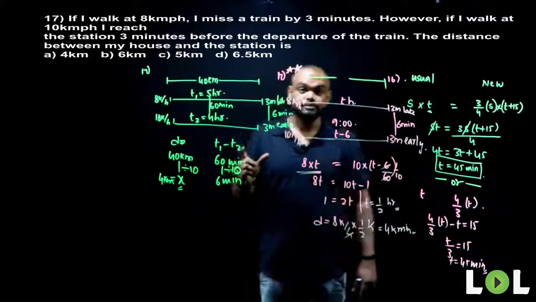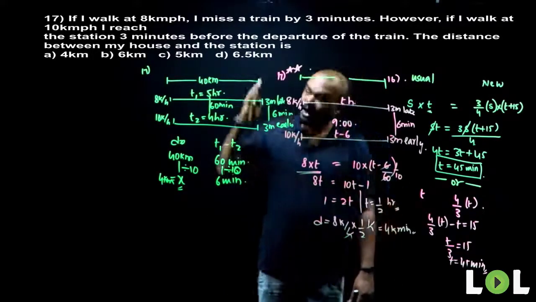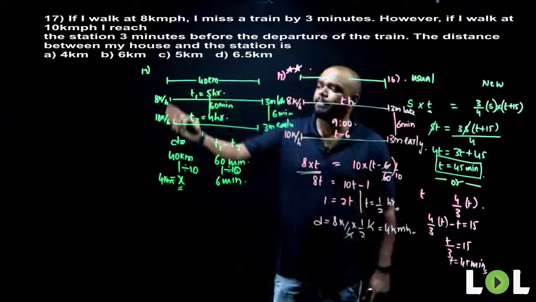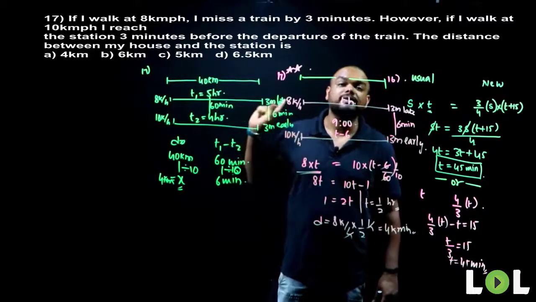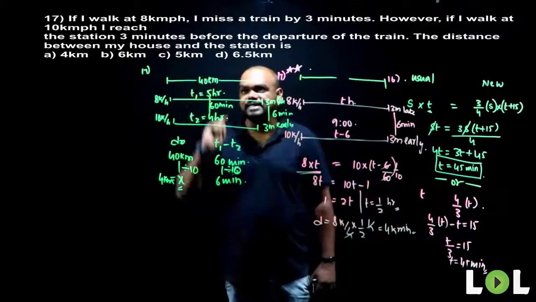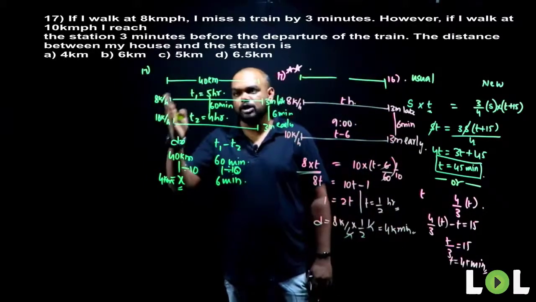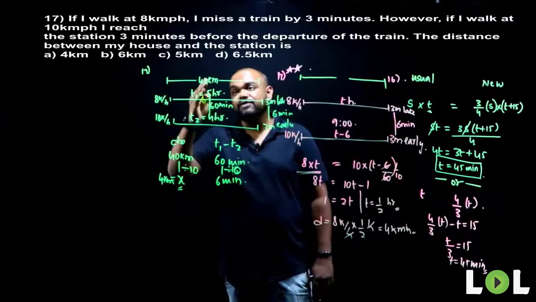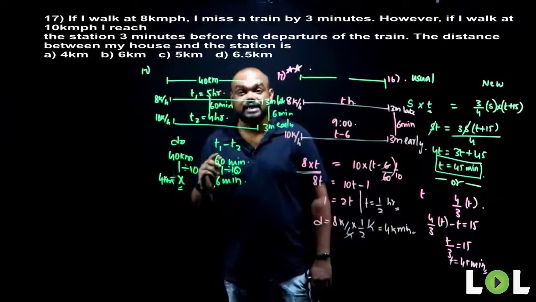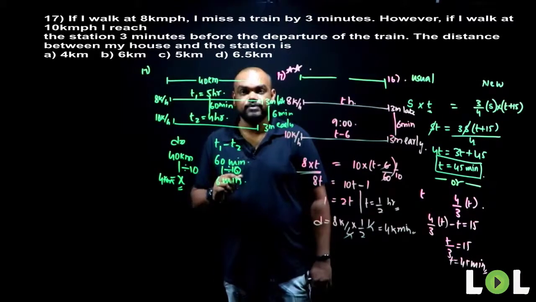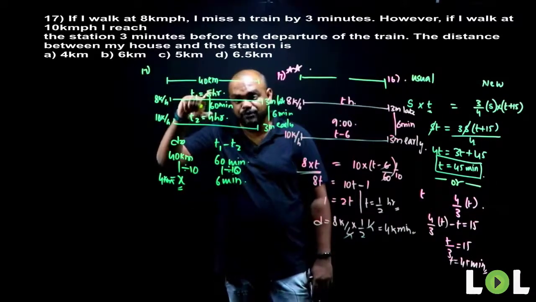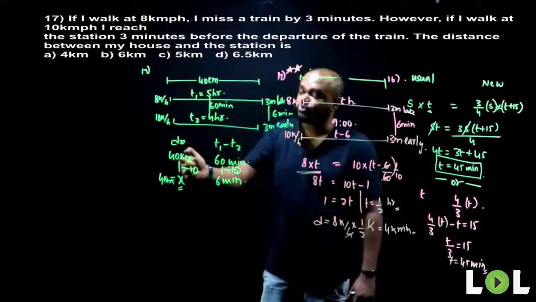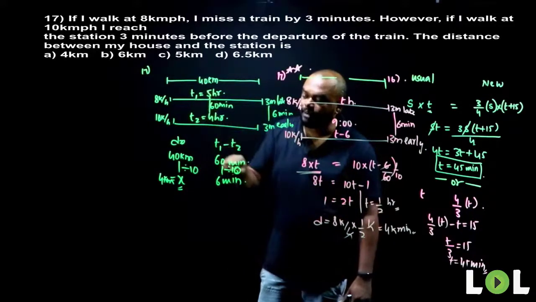I'm repeating the second step. Assume the distance to be 40 kilometers. Any number, you can take 40, 80, 120, any number divisible by 8 and 10. Why? To avoid the decimals. That's it. So I consider distance as 40 kilometers. First day, if I travel at 8 km per hour, for 40 kilometers, I'll take 5 hours. Second day, for the same 40 kilometers, when I travel at 10 km per hour, I'll take 4 hours. The time difference between them is 5 hours and 4 hours, 1 hour, 60 minutes. So T1 minus T2, time difference, is 60 minutes.